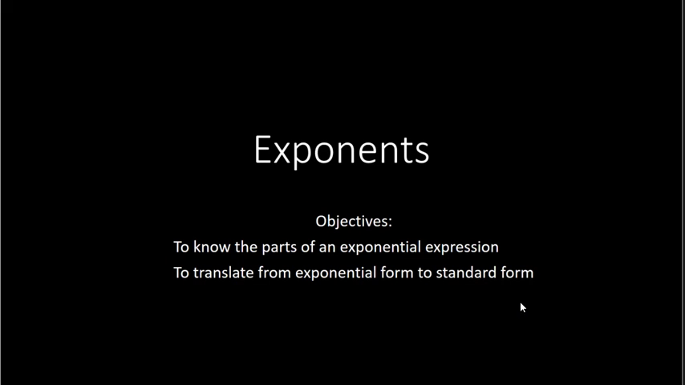In this video, you will learn the parts of an exponential expression, as well as how to translate from exponential form to standard form. So let's begin by explaining what exponents mean. For example, if we had 2 times 2 times 2 times 2 times 2. First off, the numbers we're multiplying are called factors. So each number is a factor.